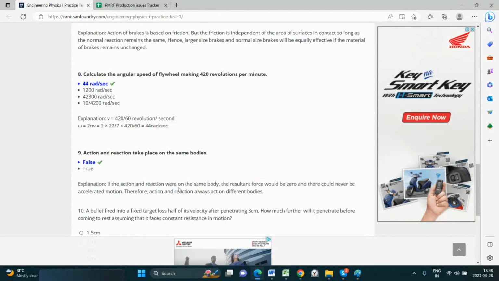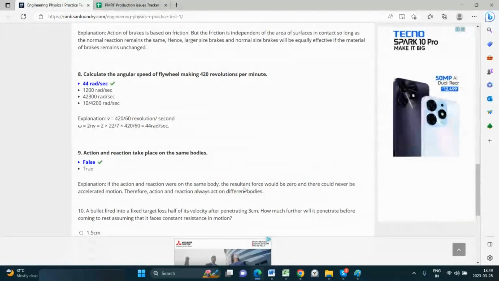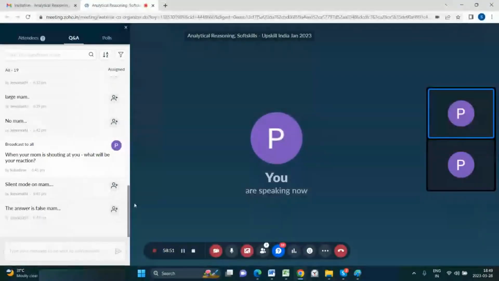The reason is, if the action and reaction were on the same body, the resultant force will be zero. ஒண்ணுமே நடக்கலன்னு அர்த்தம், அந்த பால் அங்கேயே இருக்கு. ஸோ அதுல வந்து ஒரு மோஷன் வராது, ஒரு ஸ்பீட் இருக்காது, ஒரு டிஸ்பிளேஸ்மெண்ட்டே இருக்காது அந்த இடத்துல. So it cannot happen on the same body. It can always happen on different bodies. Your mother shouts, but the reaction is from you. The action happens from one object, the reaction happens on the other object.